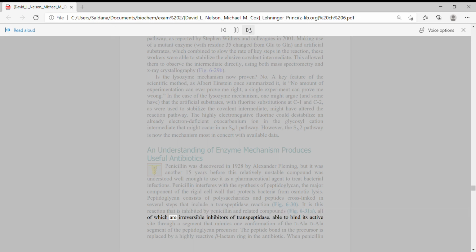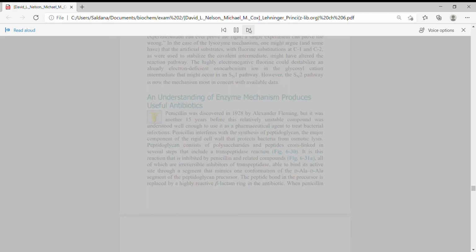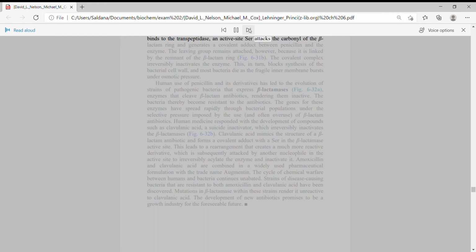all of which are irreversible inhibitors of transpeptidase, able to bind its active site through a segment that mimics one conformation of the diala segment of the peptidoglycan precursor. The peptide bond in the precursor is replaced by a highly reactive beta-lactam ring in the antibiotic. When penicillin binds to the transpeptidase, an active site SER attacks the carbonyl of the beta-lactam ring and generates a covalent adduct between penicillin and the enzyme. The leaving group remains attached, however, because it is linked by the remnant of the beta-lactam ring, Fig. 6-31b. The covalent complex irreversibly inactivates the enzyme.